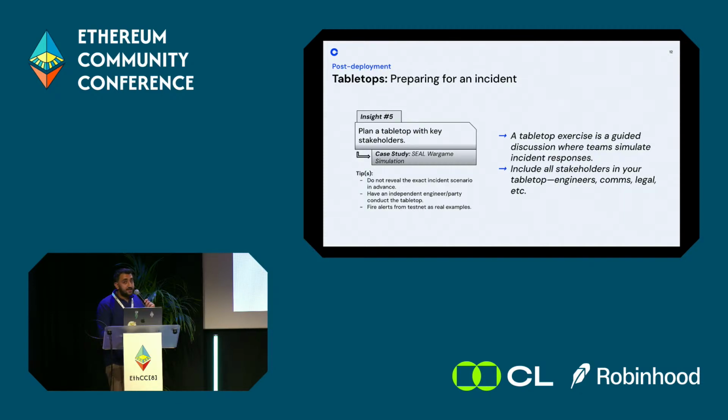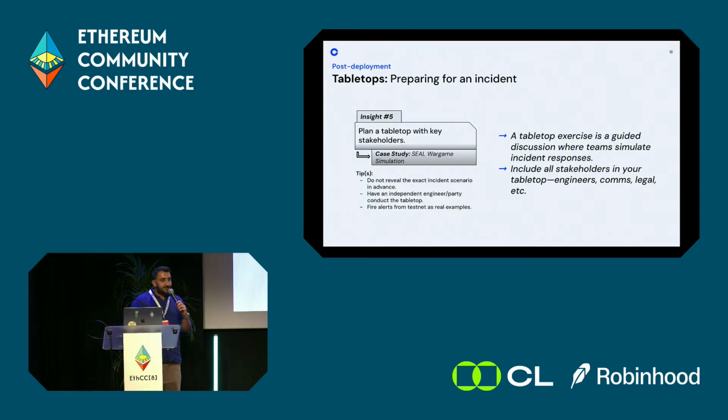And insight number 5 says, plan a tabletop with key stakeholders. So a tabletop is a guided exercise where the teams gather together to work on a scenario. The scenario details are here. It's not very detailed. So you have a scenario, and the teams are trying to speculate on what you will do and how you will react. And a tip here is to make sure to include all stakeholders in your tabletop. Your engineers, your security folks, your comms, your legal, if you have any.